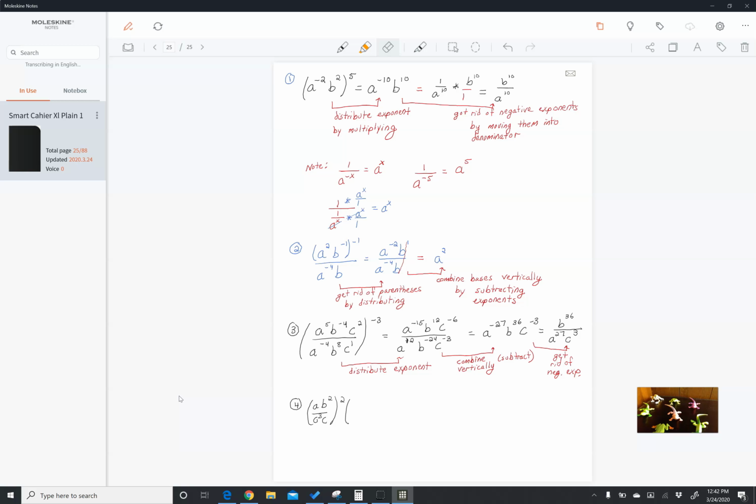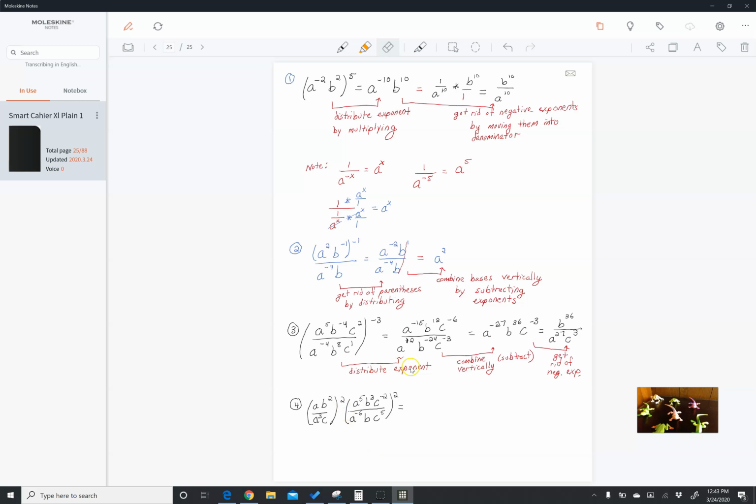This is an a over here. Then we have a to the 5th, b to the 3rd. Let's put a c in here, c to the -2, over a to the -6, b, c to the 5th, and we'll square this. Okay, it looks really long. This is not hard, okay?